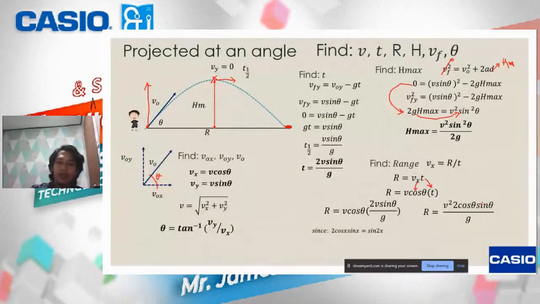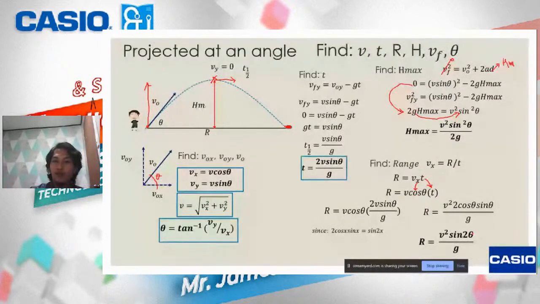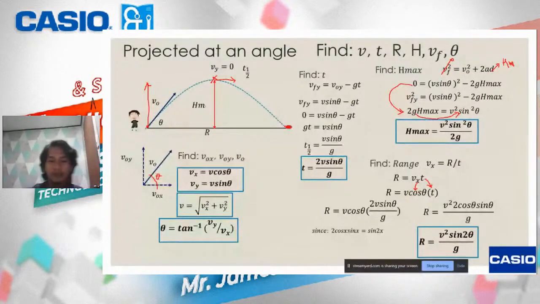So, sa math natin, kung babalikan natin, these are just equal. So, ang final equation natin sa range is V square sine 2 theta. Take note na ito ay sine 2 theta at hindi siya same sa sine square theta. So, baka malito tayo, iba ang ating maximum height, iba din ang ating range. Okay? So, these are the equations that we are going to use to solve problems involving projectile motion in which the projectile is projected at an angle.